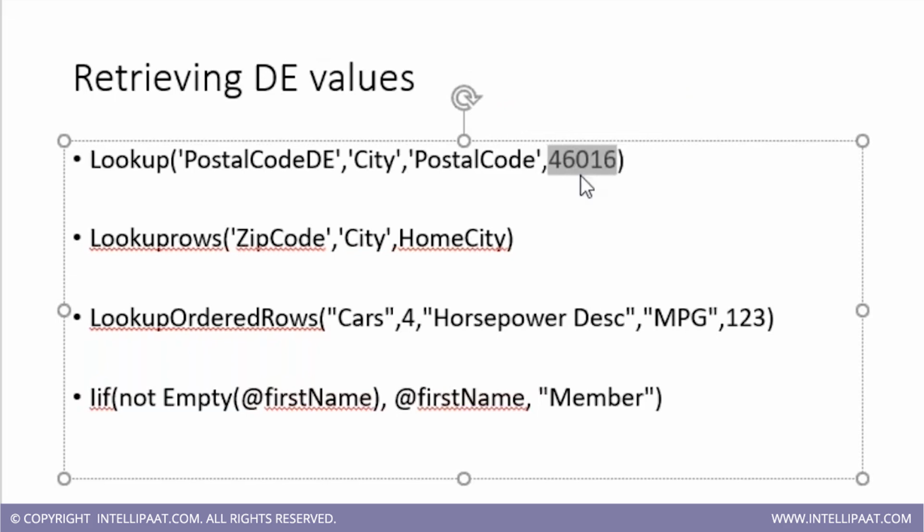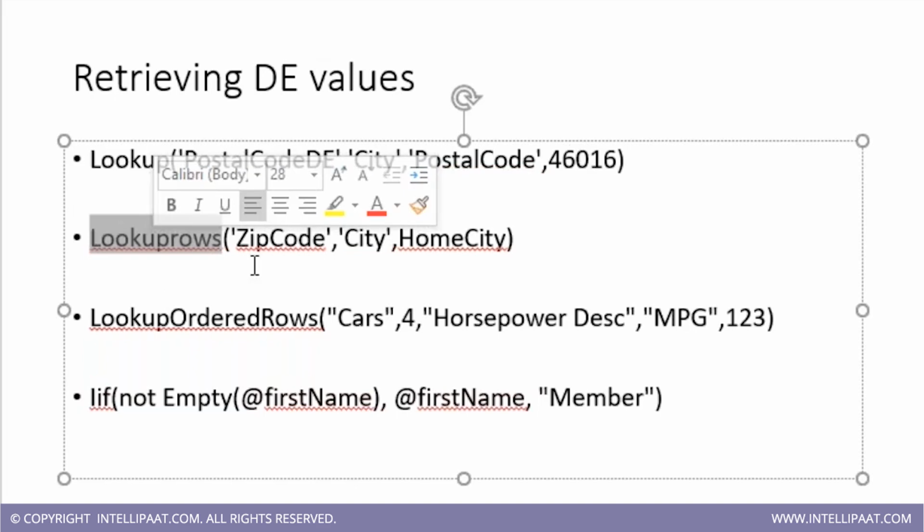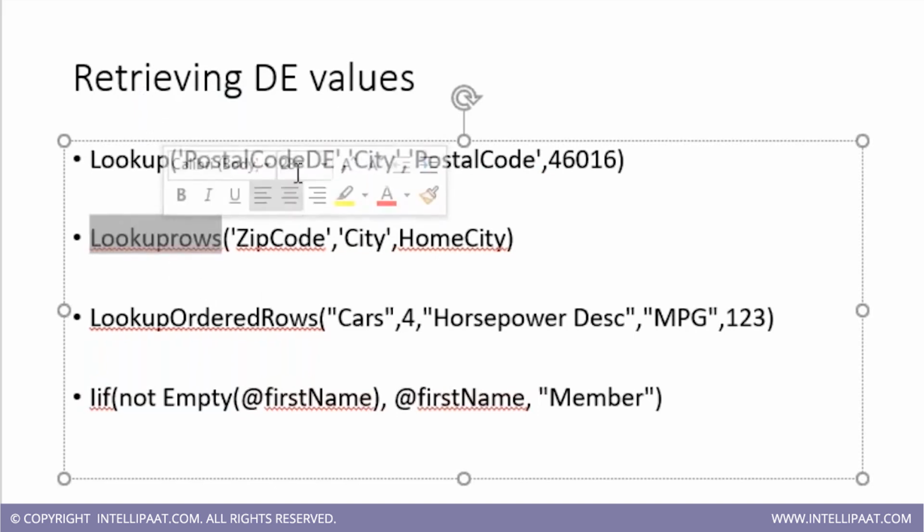What if there are multiple values for the same postal code? In that case you would utilize LookupRows. Lookup is used to make the result more singular in nature. If you suspect multiple matches, then use LookupRows. It will give you a data set, or row set, instead of one value. As a best practice, try to use this more than Lookup.